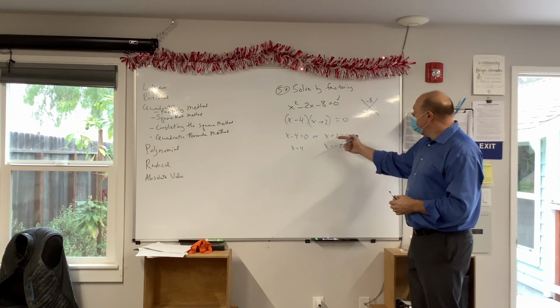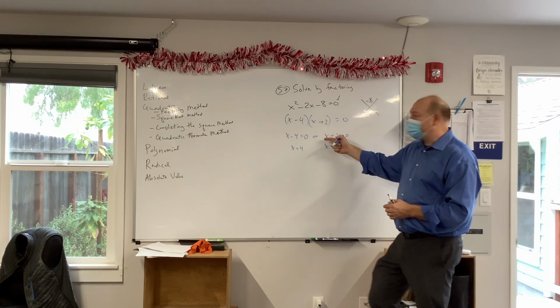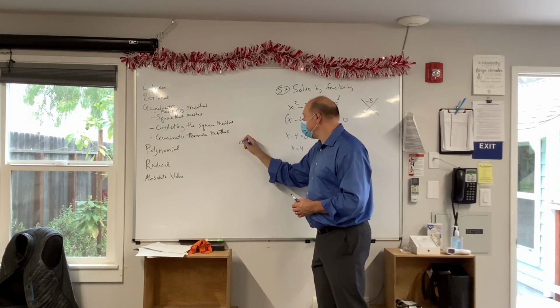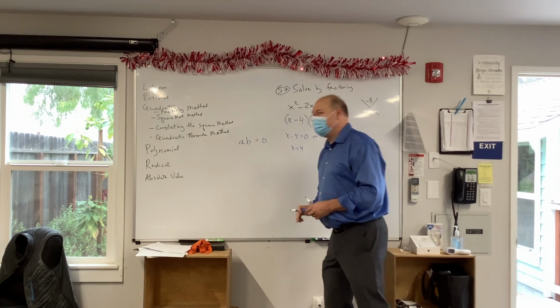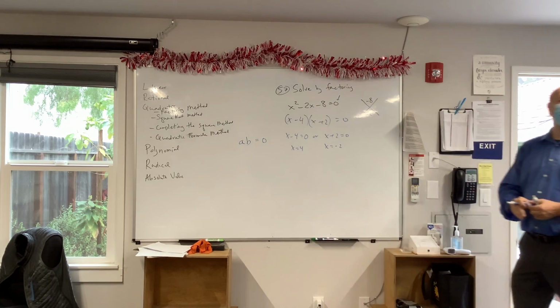Okay. Where does this guy come from? This guy comes from a property from algebra. It's kind of like this. If I know two numbers, A and B, are multiplying to give me 0, what do I know about A and B?